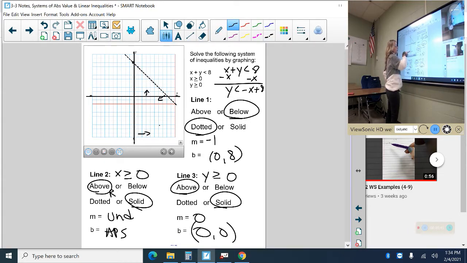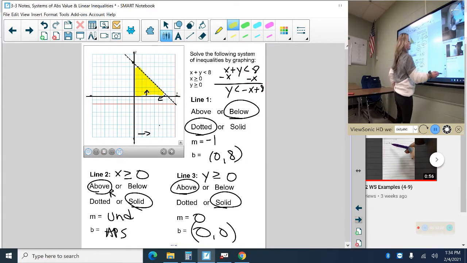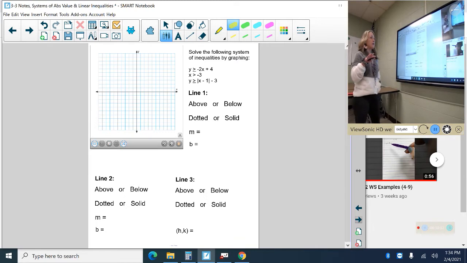So where does it hit? Where does it go to the right of this line, above this line, and below the dotted line? Right inside that little triangle right there. So that is the solution that we would want to shade in, right here. That is the solution where it overlaps all three inequalities. All the points in there mean that all three of those inequalities are true. All right, let's try a final example, and then you can work on some of your Math Excel.